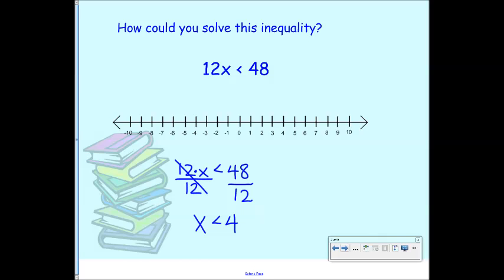So when I go to graph that, I'm going to put an open circle at 4. And my arrow is going to go to the left, because x is everything smaller than 4. So x is all that stuff all the way down to negative infinity. X is less than 4.